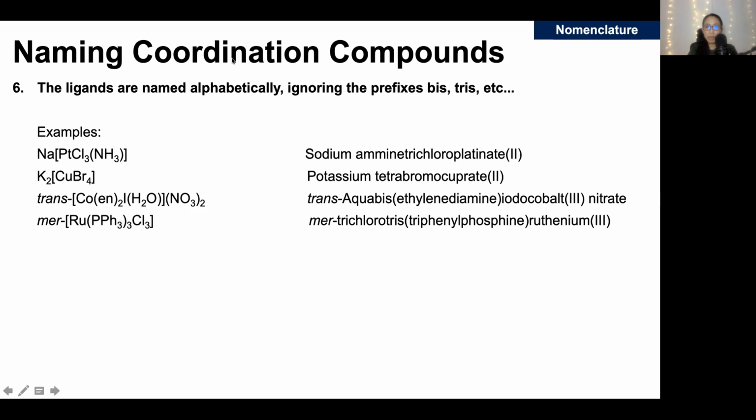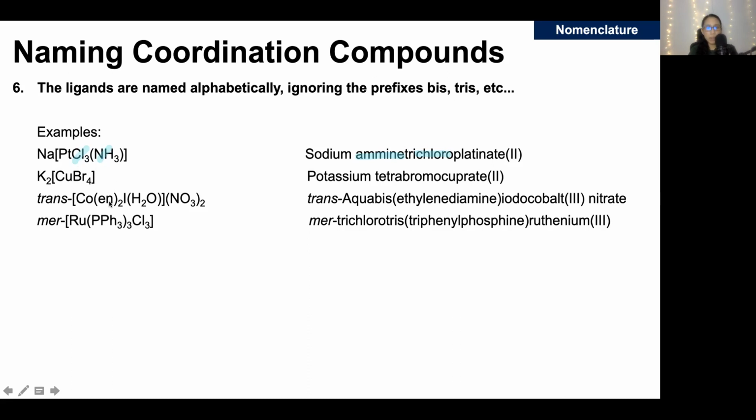So again, I already mentioned this. The ligands are named first, followed by the name of the metal. So what is the order of your ligands in the name of your complex or coordination compound? Alphabetical. But you ignore the prefixes. So going back to our examples, in the first example, the ligands are chloro and amine. So you start with amine, followed by chloro, and again, you disregard the prefix indicating the number of the ligand. Here, there's no problem because you only have one ligand.